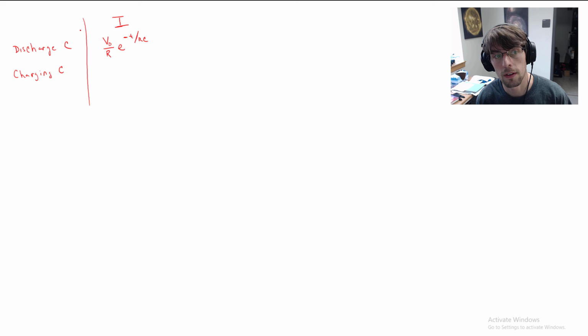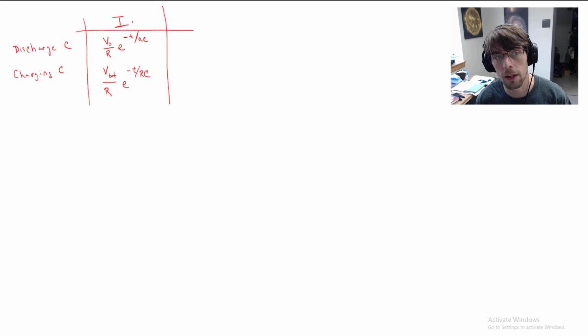There we go. For a charging capacitor, it looks the exact same, except instead of the charge on the capacitor, it's the battery potential. So instead of the potential difference across the capacitor, it's the battery instead. But otherwise, these two things look the same.